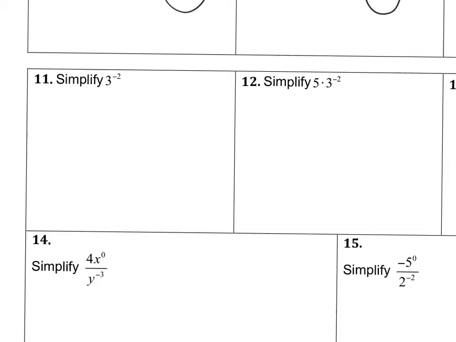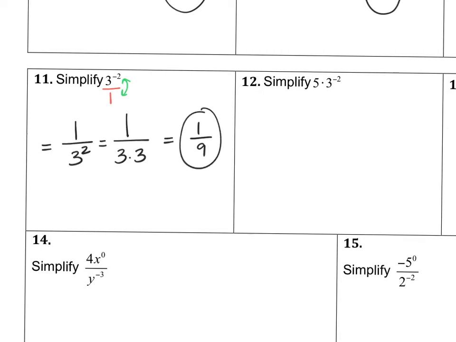All right, number 11. 3 to the negative second power. Remember, this is over 1. So in order to make it positive, what do we do? We take the reciprocal, we flip it, right? And we change that exponent to become positive. So this would be 1 over 3 to the positive second. Well, 3 to the positive second is the same as 3 times 3. So this is the same as 1 over 9.